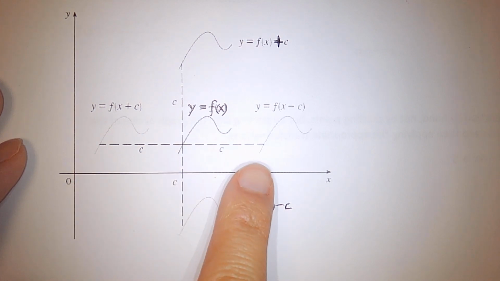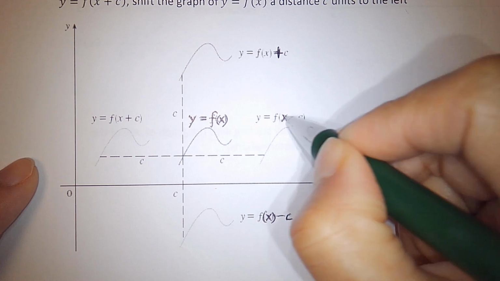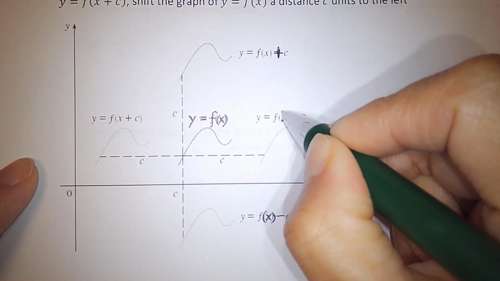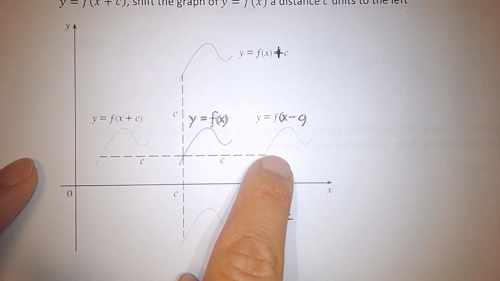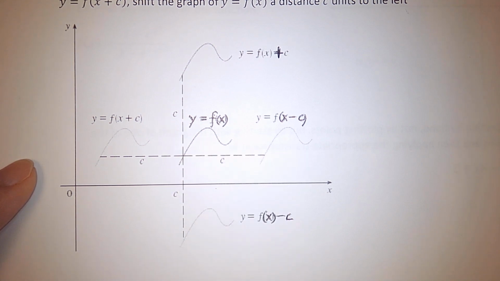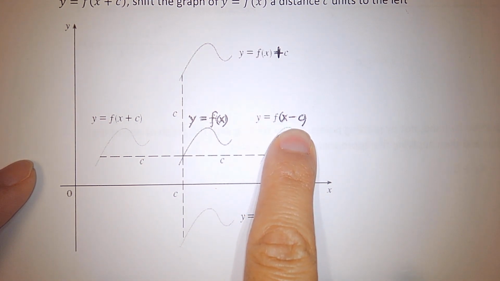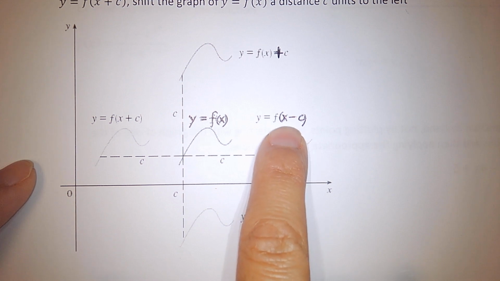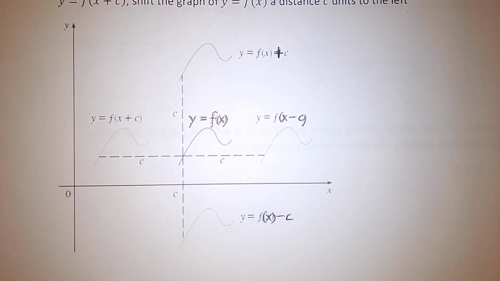How about left and right? If we replace the x by x minus c, does the graph go left or right? Right. Why? Because remember, x has to be c in order to find your y-intercept. So it would be c minus c, 0, and you have the y-intercept. Okay, very good.